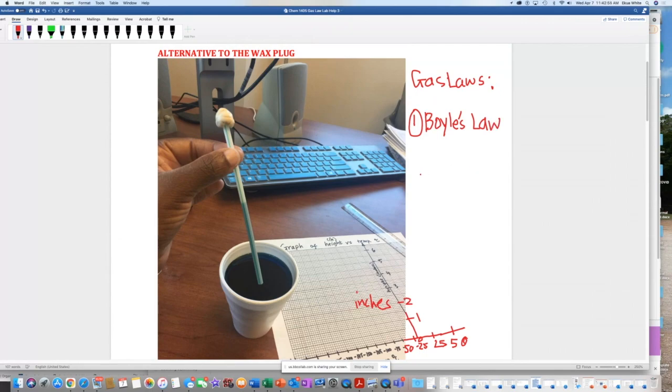The second one is Charles' law. And then the third one is, I guess, no, that apostrophe is over there. Avogadro's law. And these are called simplified gas laws because there are more complex versions of gas laws, but these are the 3 simple ones that we go over.